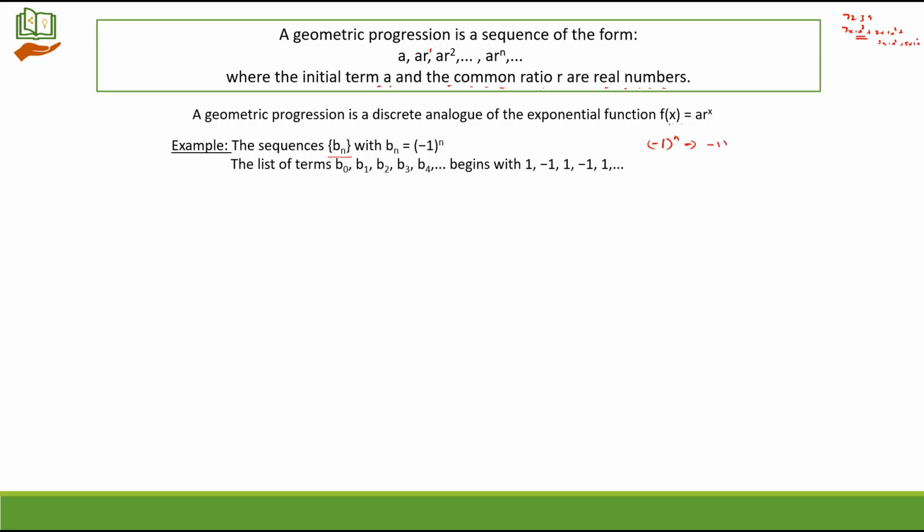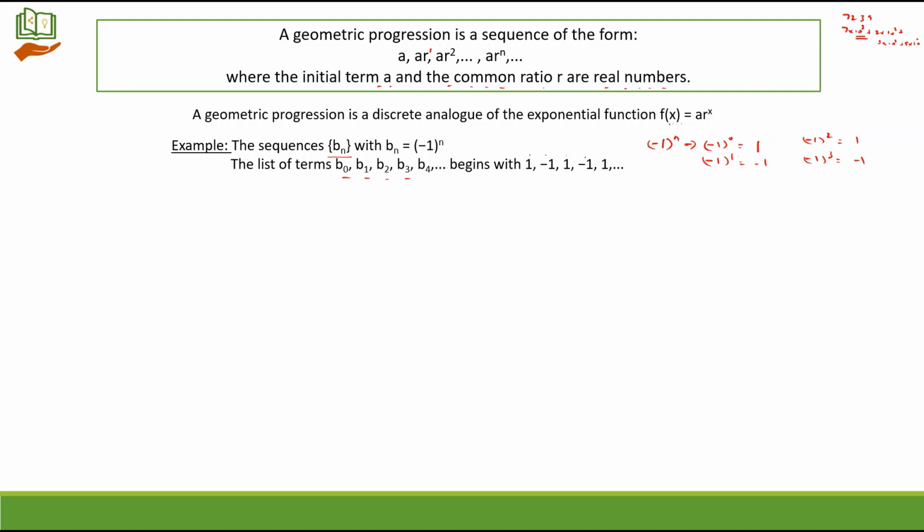When the value of n is equal to 0, minus 1 to the power 0 will be 1. When you have minus 1 to the power 1, it is minus 1. Minus 1 to the power 2 will become 1. Minus 1 to the power 3 will become minus 1. So whenever you have even terms, you end up with 1. When you have odd terms for n, you end up with minus 1. So this is an alternate sequence of 1, minus 1, 1, minus 1, and it keeps on going. So this is what they have mentioned.